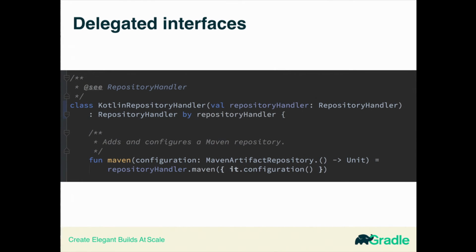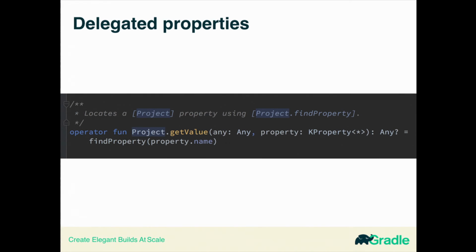It's the by, right? I'm this class called Kotlin repository handler. I accept a repository handler object. I accept, as a part of my constructor, something that is a repository handler. And I implement the repository handler interface by delegating to that object. So anything that's a repository handler method that I don't declare something for myself here, just hand it to that object, delegate it to that object. Very, very nice language feature. And same thing with delegated properties. So that was a delegated function, but also delegated properties. And we saw this in the demo yesterday where we declared a Kotlin property, a Kotlin delegated property that ultimately goes and resolves a Gradle project property.